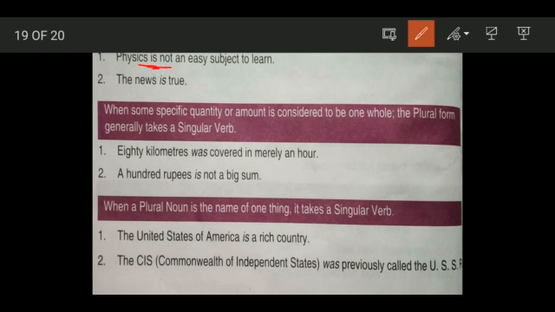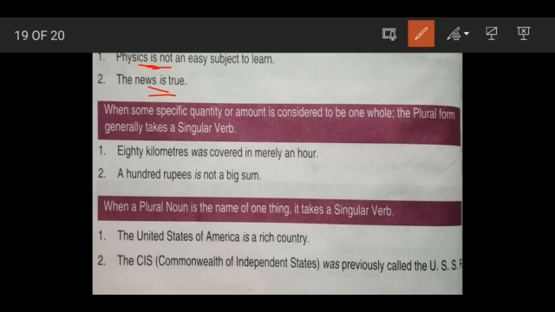The news is true, we don't say the news are true. News is singular, so we will use the singular verb is. Then when we are talking about some quantity or amount which is being considered as one whole, then also it will take a singular verb.